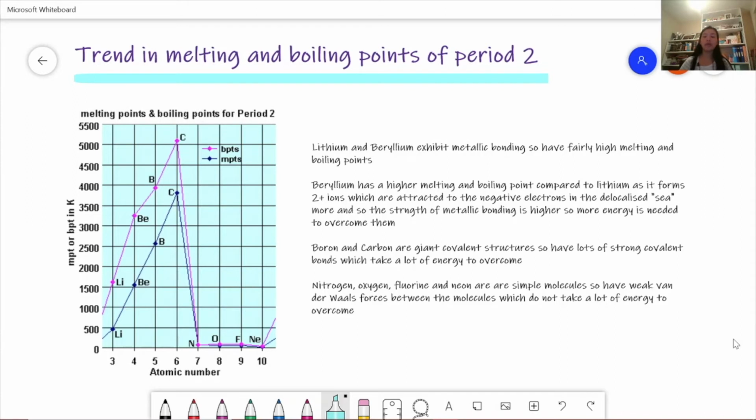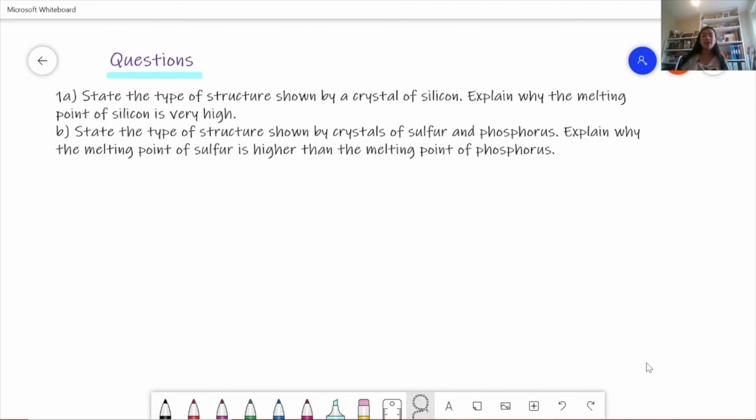Boron and carbon are both giant covalent structures, so they have lots of strong covalent bonds which take a lot of energy to overcome, and their melting and boiling points are actually higher than those for lithium and beryllium. And then nitrogen, oxygen, fluorine, and neon are all simple molecules, so they only have very weak van der Waals forces between the molecules, which don't take a lot of energy to overcome. All of their melting and boiling points are very, very low, and they're all quite close to each other. That's because nitrogen, oxygen, and fluorine all come as diatomic molecules, so their sizes are very similar. So now we're going to look at some questions.